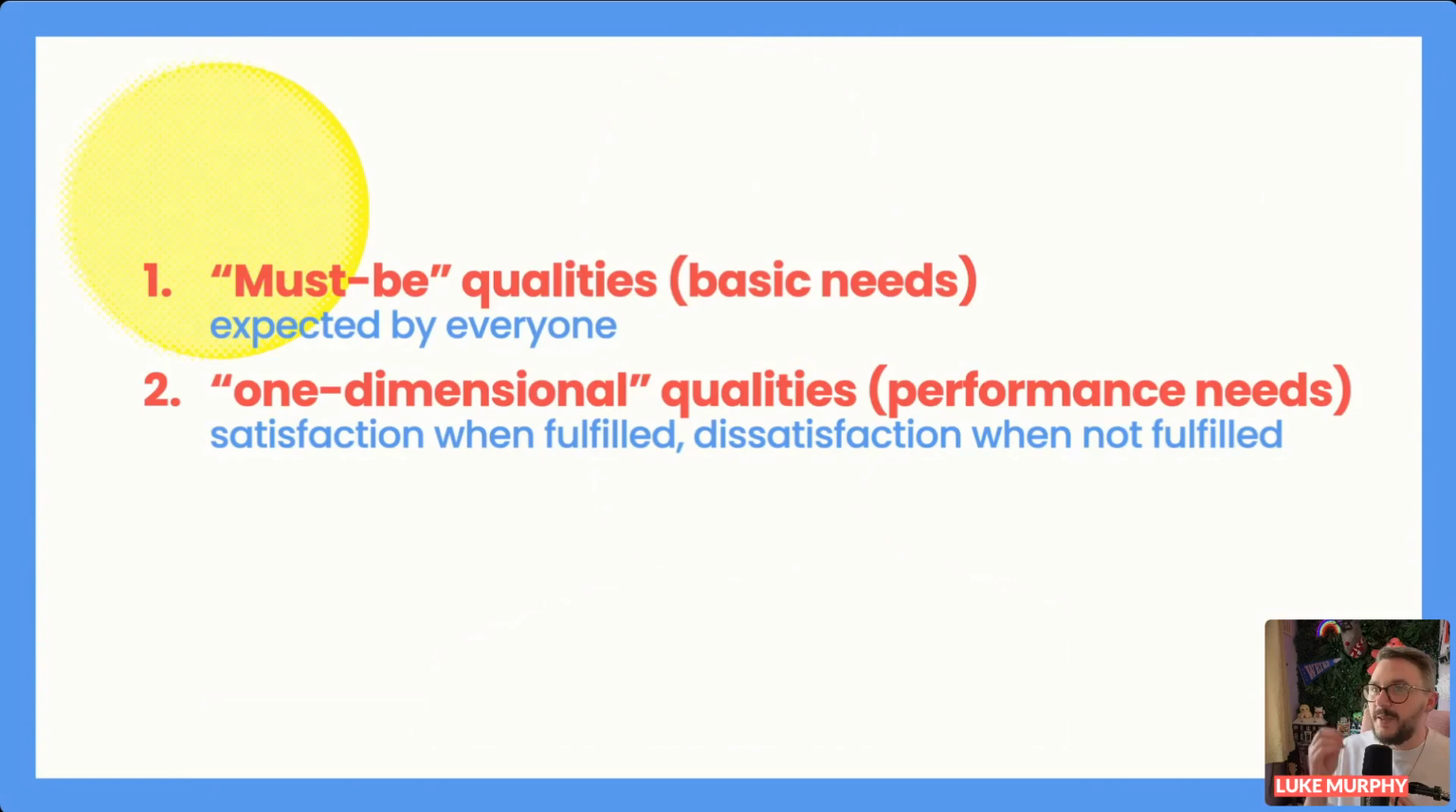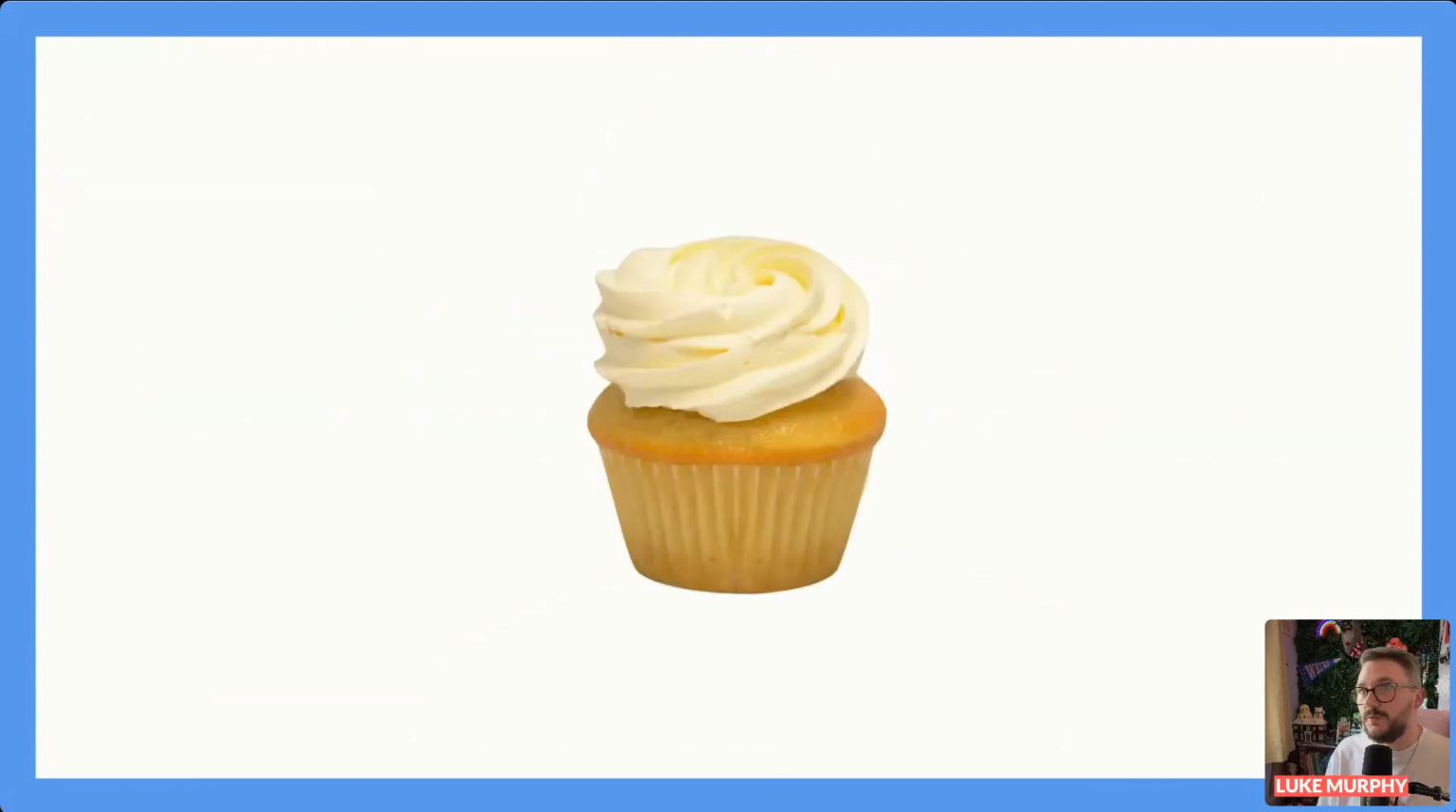Then you have the one-dimensional qualities, which are like the performance needs. So these are the things that make things work better, the performance improvements. These offer satisfaction to a user when they're fulfilled well, but importantly, they offer dissatisfaction when they're not fulfilled well. So this is like what the cupcake tastes like, so that the recipe was actually followed, that it has the flavors you expect, that it doesn't have pockets of flour in it.